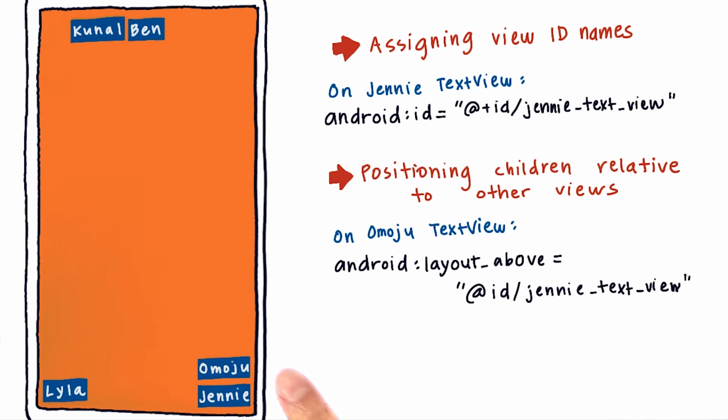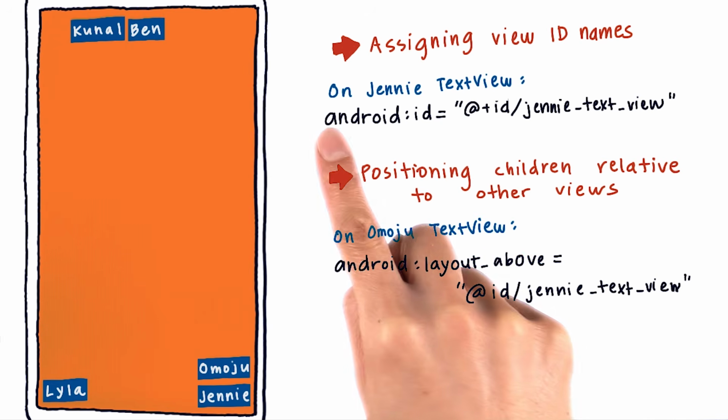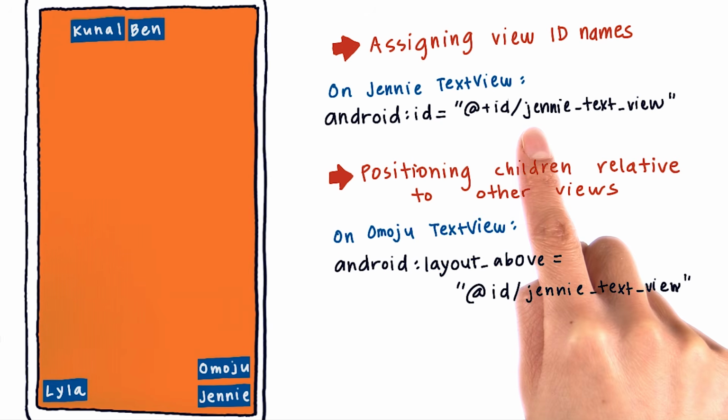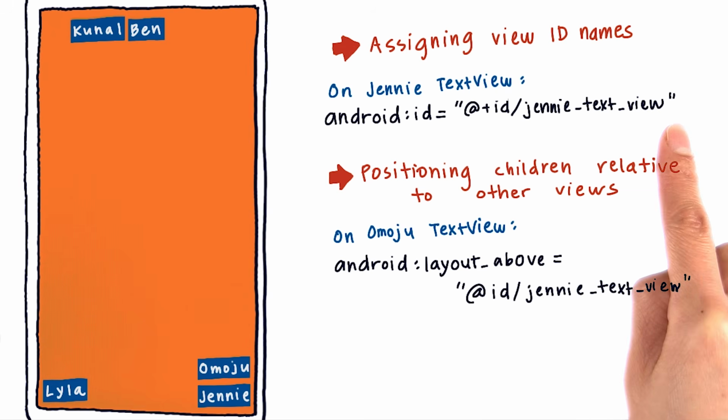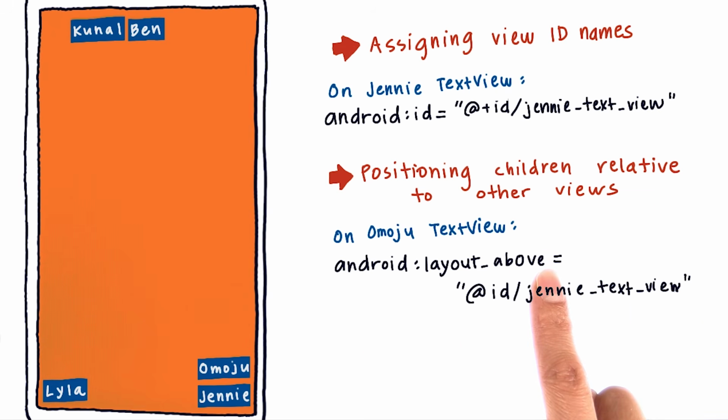Now say, for example, we want to position Emoju above Jenny. Since we're going to need to refer to Jenny, we should create an ID for Jenny. On the Jenny text view, we specify this attribute and give it this value. The ID name is Jenny_text_view. On the Emoju text view, we add this attribute. This says that Emoju should be positioned above the Jenny text view. And this is the ID that we created up here.